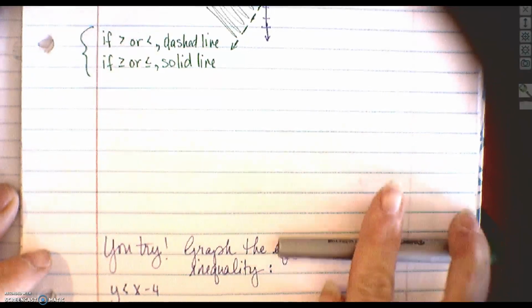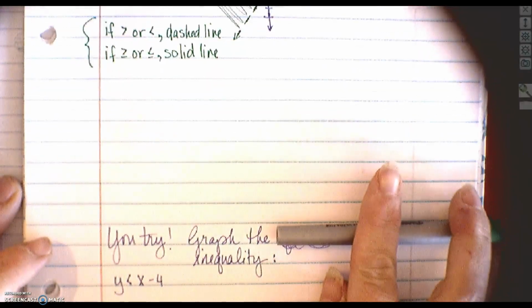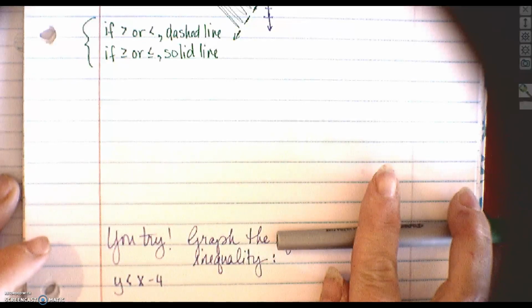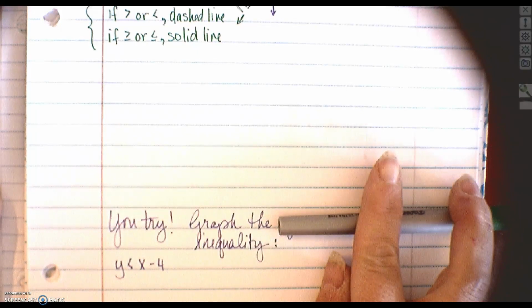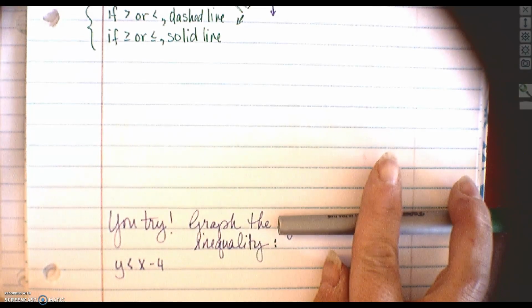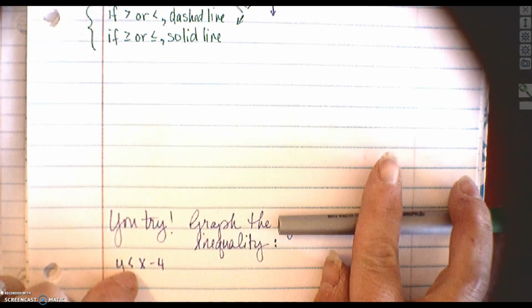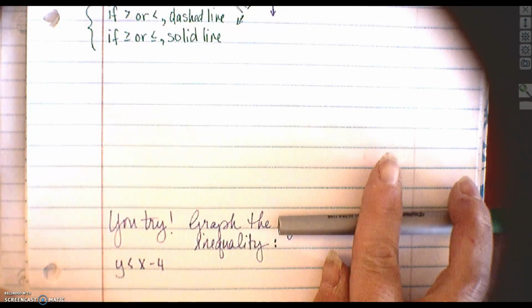So, sorry about my goof. It says, graph the inequality: y is less than x minus 4. So remember, you're going to find your slope. You're going to find your y-intercept. You're going to graph the line, starting with your y-intercept, and then using your slope to find the next point. Pay attention to the sign. Are you going to use a dashed line or a solid line for this graph?